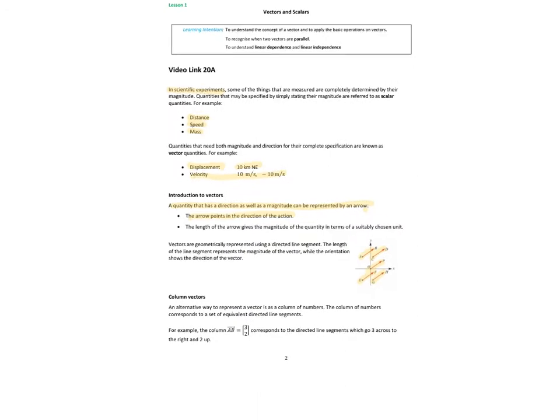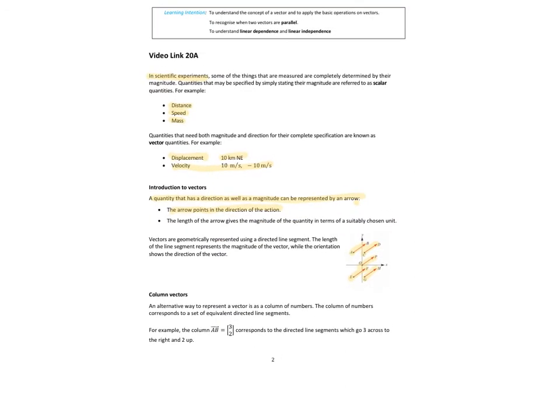We can also represent our vectors as column vectors. So the column vector AB, with the arrow on top saying from A to B, as 3, 2 represents 3 to the right and 2 up.